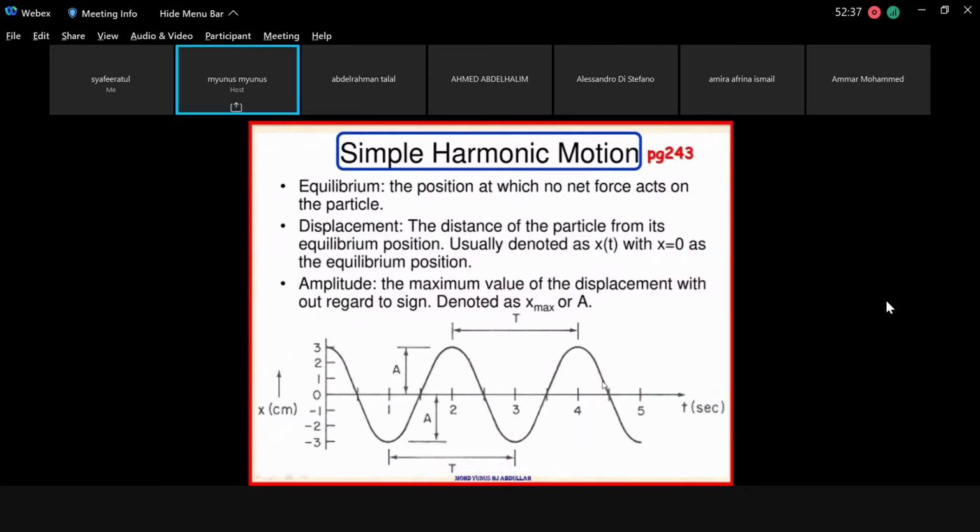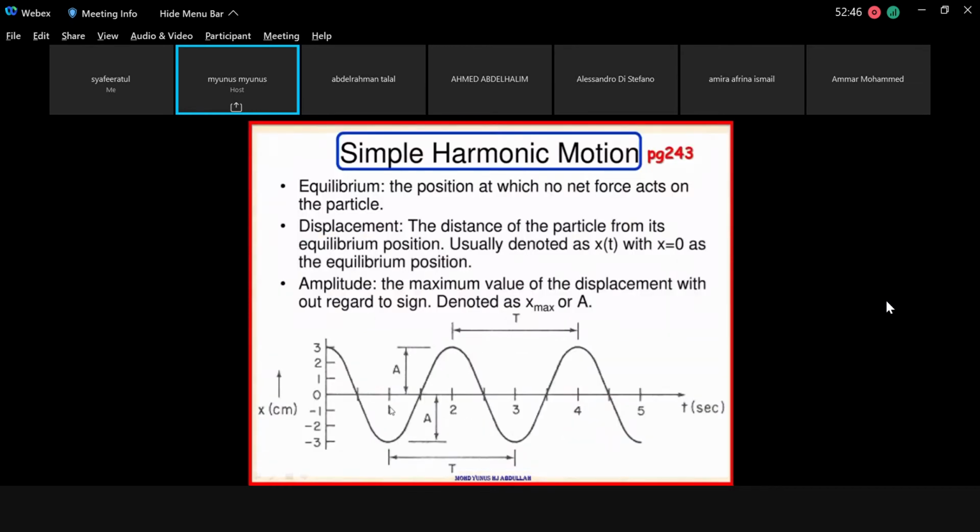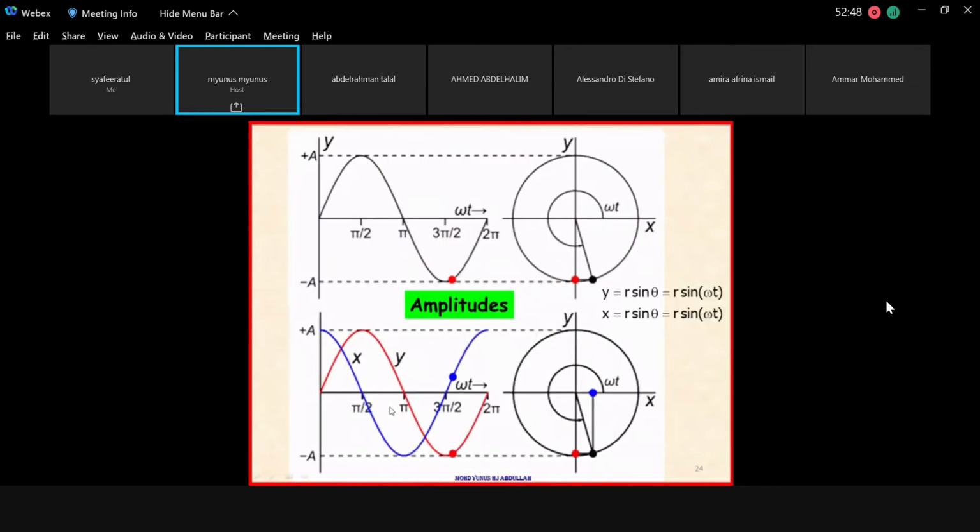This one again, to share with you what simple harmonic motion is, because this one presents simple harmonic motion. This is very important to know how simple harmonic motion works. For example, this one will be the x. Look at the red one, the x direction. So you have x equal to r sine theta, where r is the radius of this link.